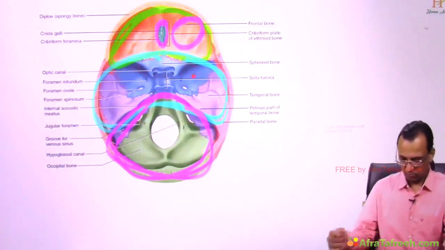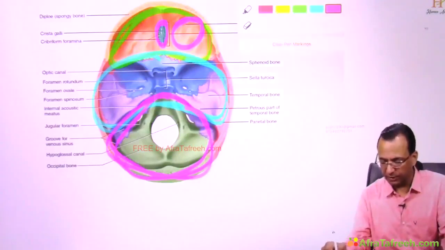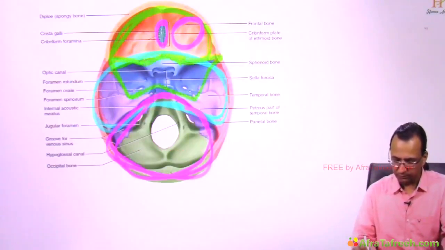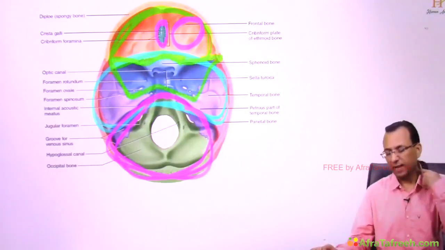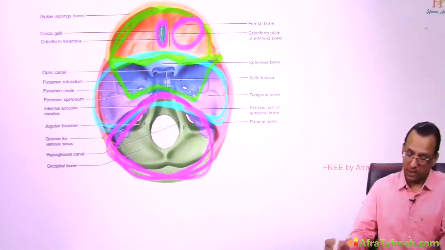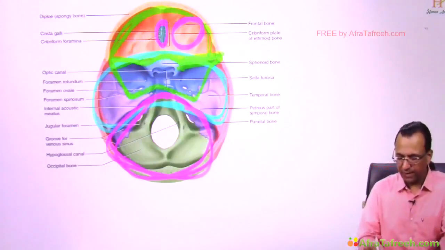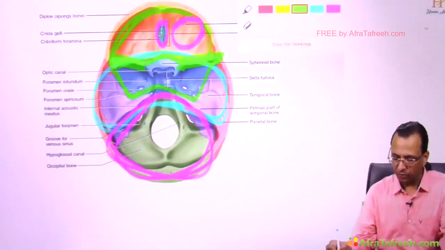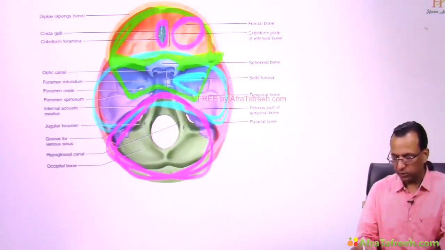That butterfly-shaped bone is the sphenoid bone. It has a lesser wing and a greater wing. The lesser wing is at the floor of the anterior cranial fossa. The greater wing will be at the floor of the middle cranial fossa. So the greater wing is at the floor of the middle cranial fossa.